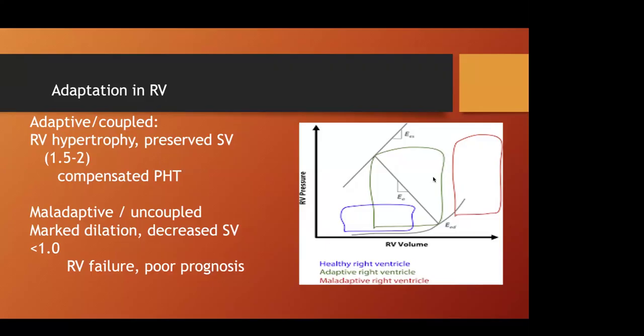This is the compensatory loop, the green one, which indicates the adaptation is there, and coupling is maintained between 1.5 to 2. And the red one indicates the maladapted or non-adapted, where the coupling ratio falls to less than 1 and the RV failure will occur rapidly.